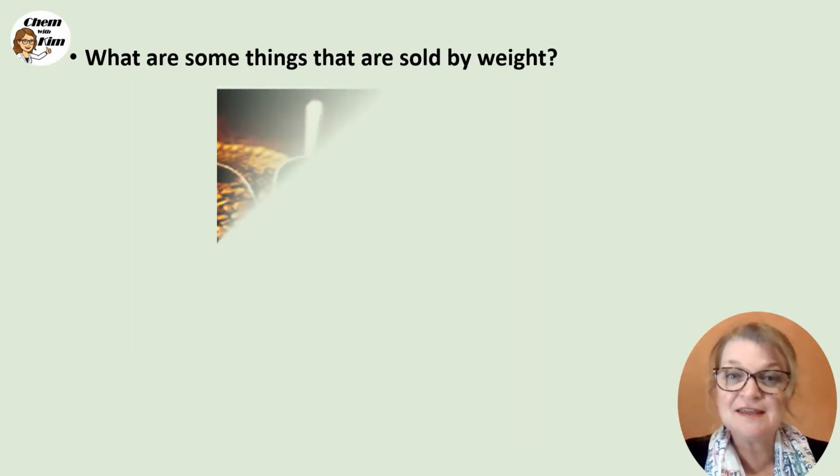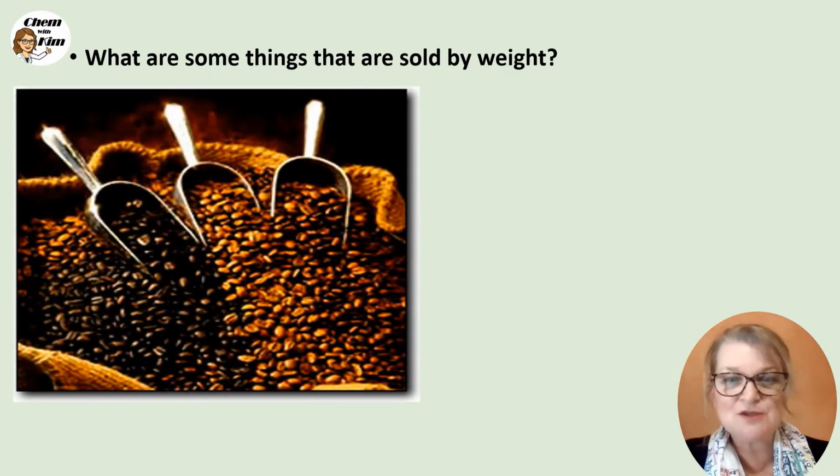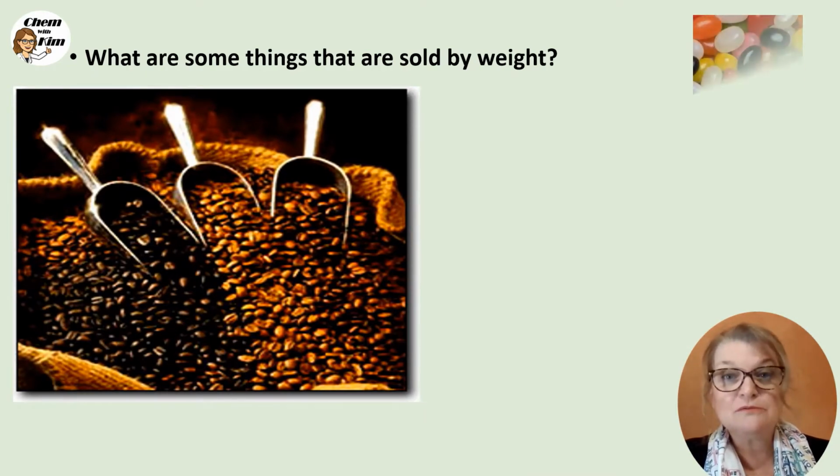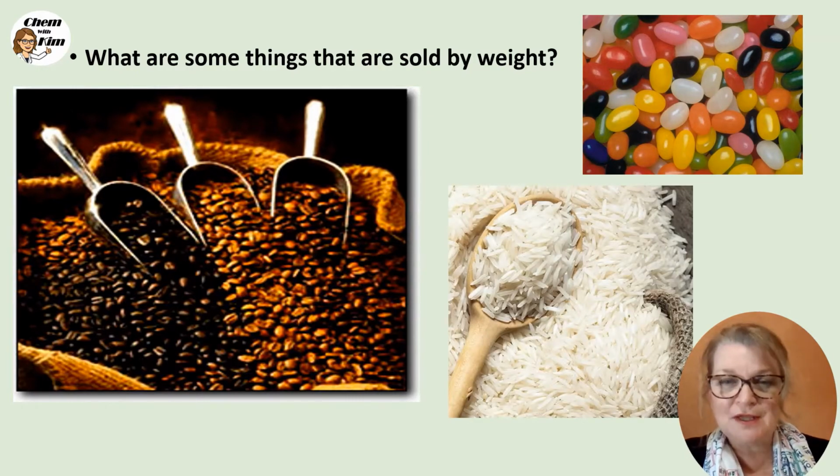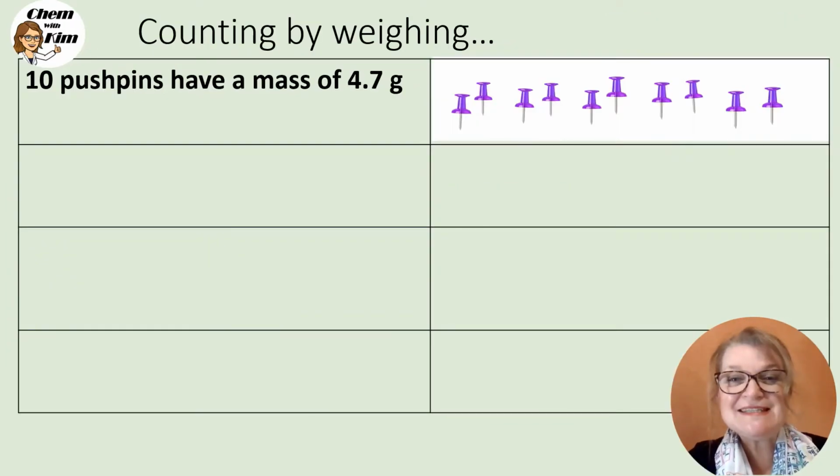Now, there are many things that we buy by weight rather than counting out the individual pieces, like coffee beans, or jelly beans, or rice, or any other number of things where it's just impractical to count out each individual piece. Here's an example of counting by weighing.